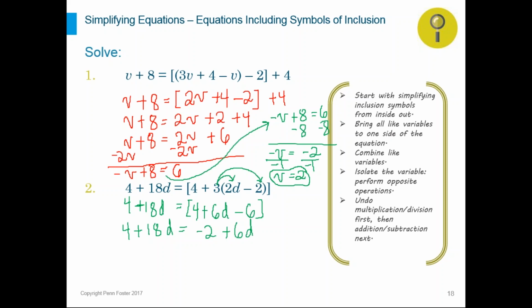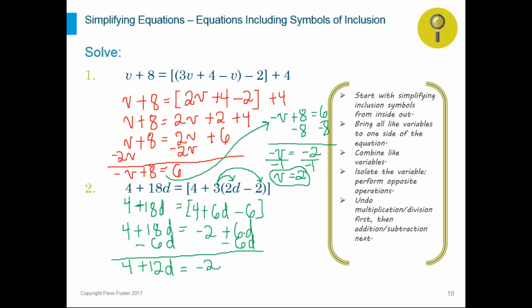Okay, next, I see that I have two variables. Both of them are d, but one on the left and one on the right-hand side. So the next step, I need to bring this variable over to the left-hand side: subtract 6d and subtract 6d. 4 will stay the same. 18 minus 6 will give you 12d equals 2. I have a negative 2, and these are just a 0. Everything is getting simpler.